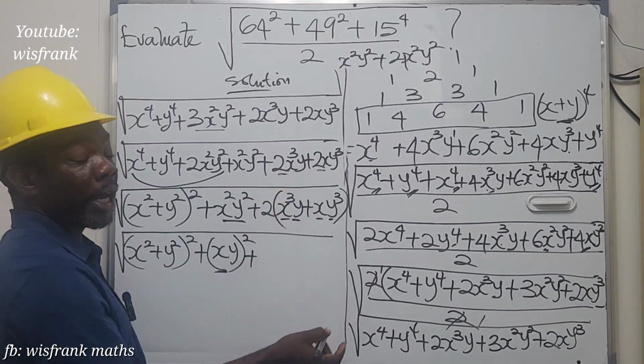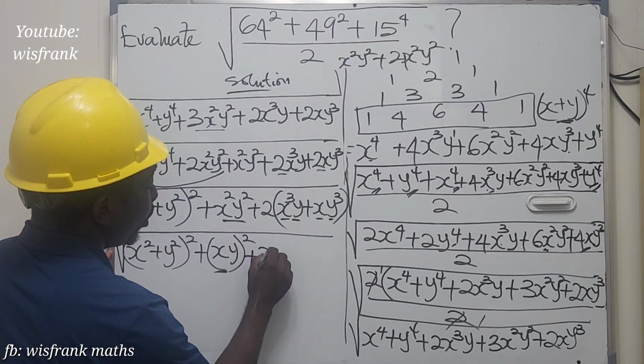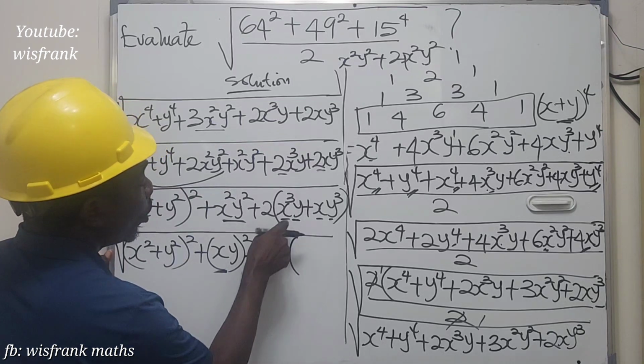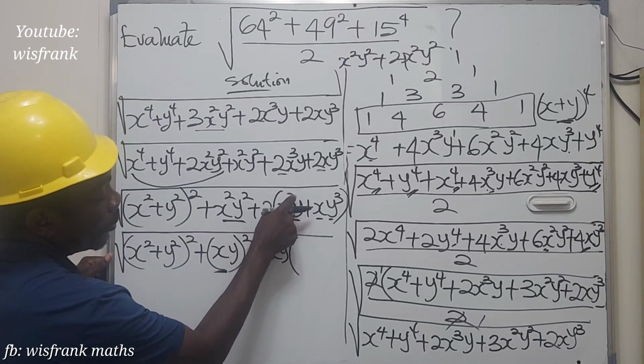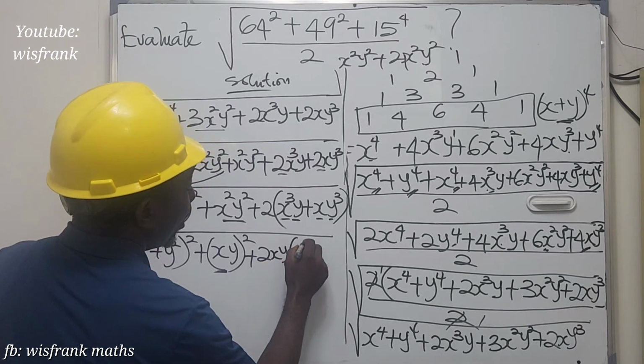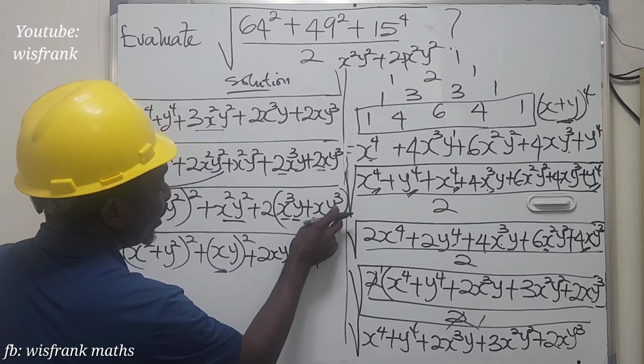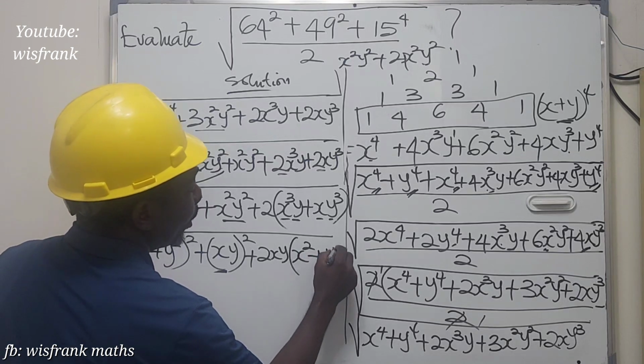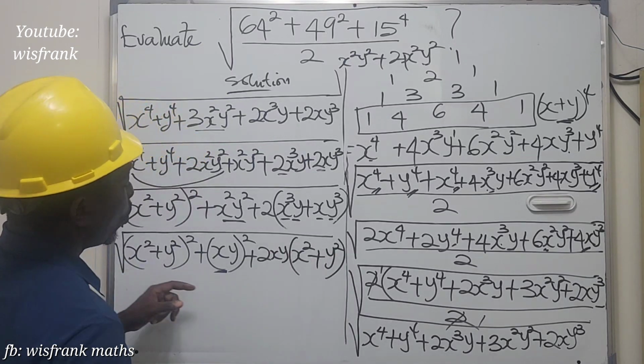So we can factor it out. So here will become 2xy into, when we divide x to the power of 3y by xy, will give us x to the power of 2. Plus, when we divide this by xy, will give us y to the power of 2. So this is what we have.